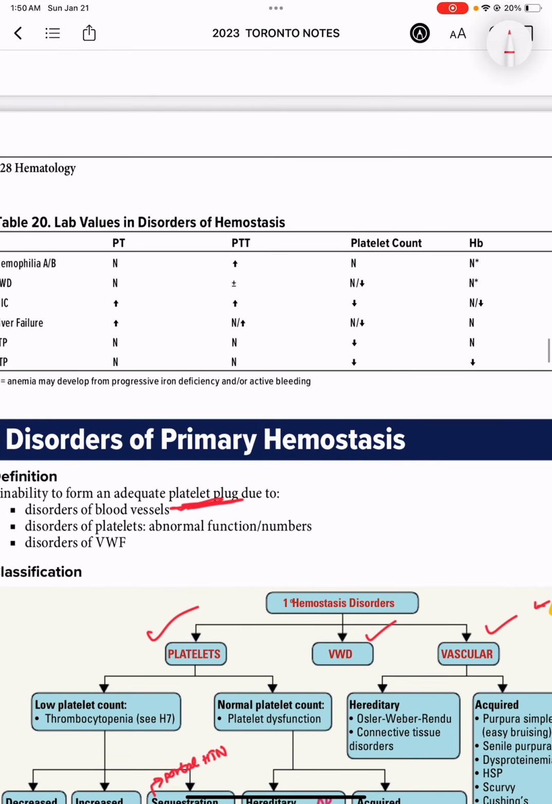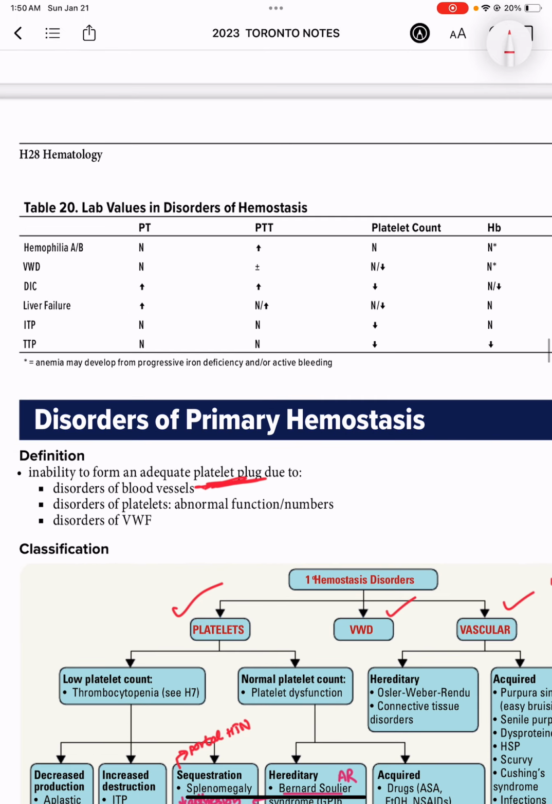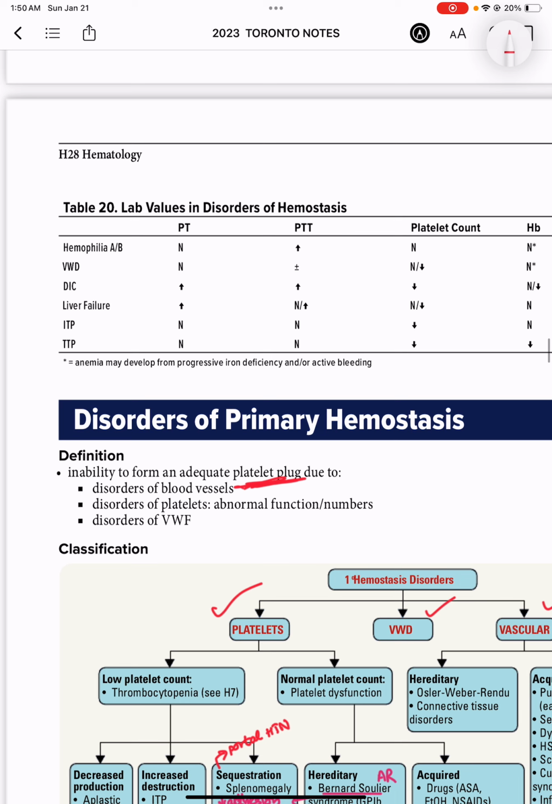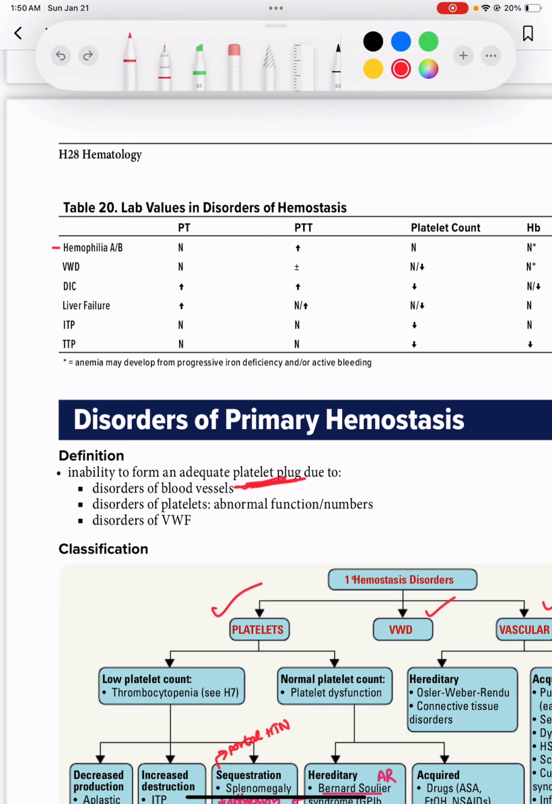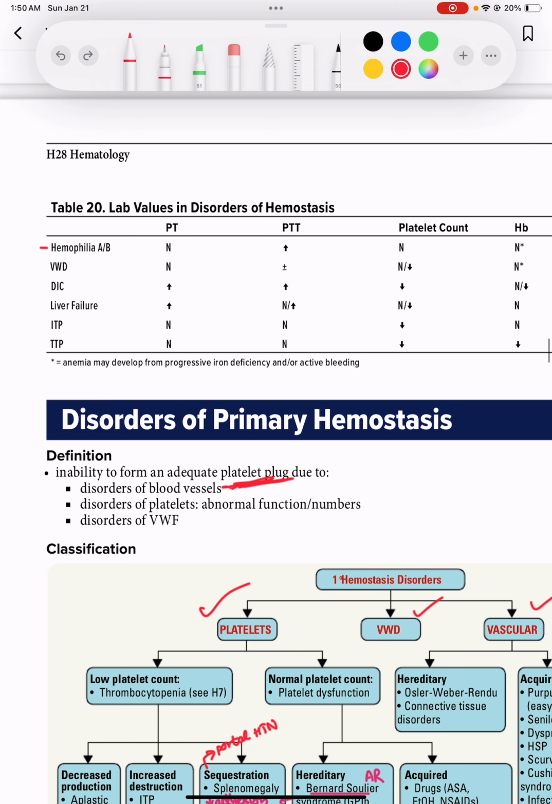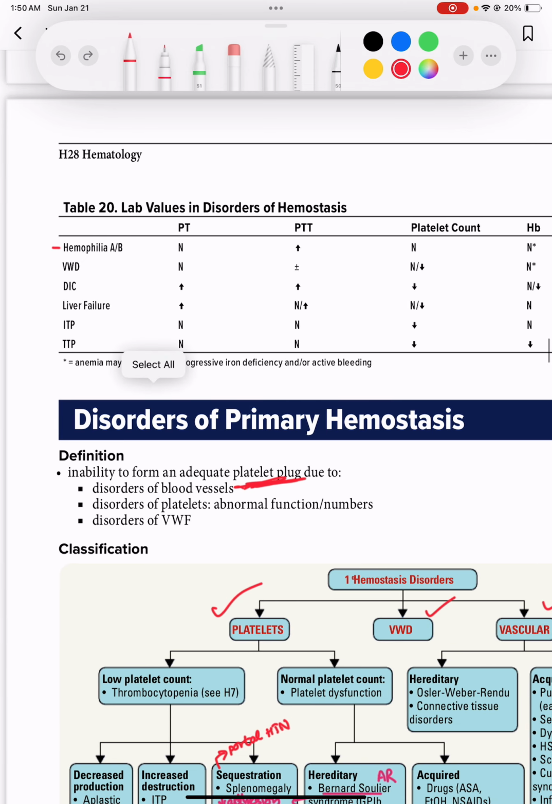Okay, now let's quickly go through this table and then we'll be done. So hemophilia A and B would be primary, right? Would they be primary? No, primary is platelets. P primary, P platelets. S is secondary, and coagulation factor problems. So this is secondary. Von Willebrand disease would be primary plus secondary. DIC would be primary plus secondary.